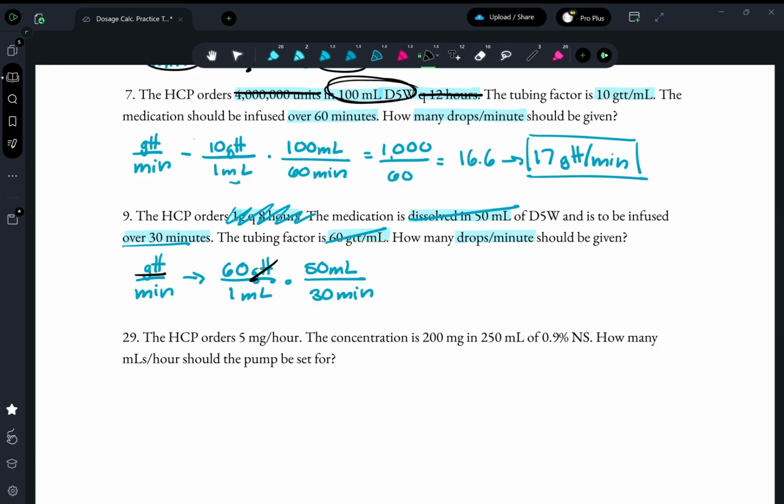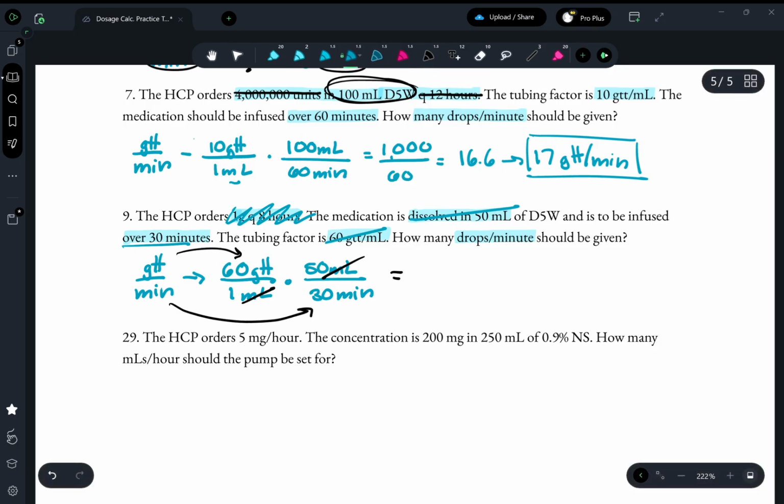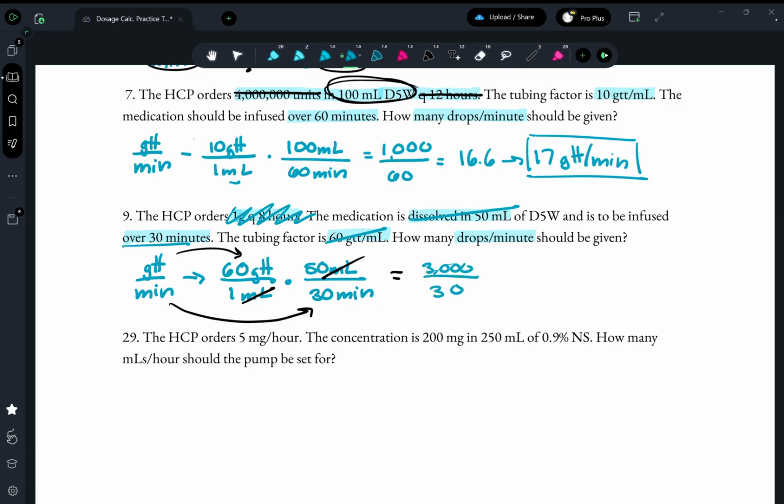Yes, we do. Whoops, that's not supposed to be crossed out. We cross out our mLs. We make sure our GTT is on top and our minute is on the bottom. We solve. And we end up with, how many is this? 3,000 divided by 30 equals 100 GTT per minute.